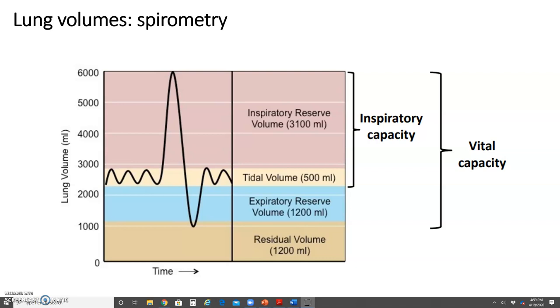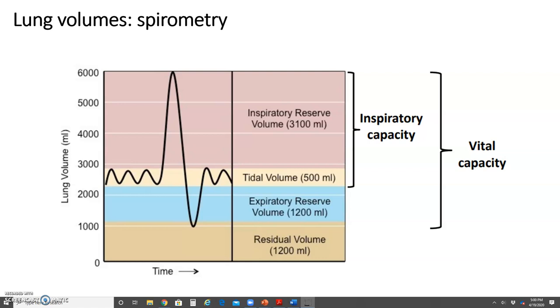Next we have something called vital capacity. That includes your inspiratory reserve, your tidal volume, and your expiratory reserve. That's really important, because that's how much air you can move in a given breath, maximum in and maximum out. It's important for determining pulmonary function and things like restrictive lung diseases.